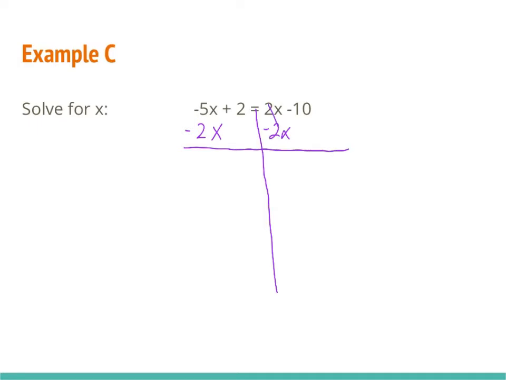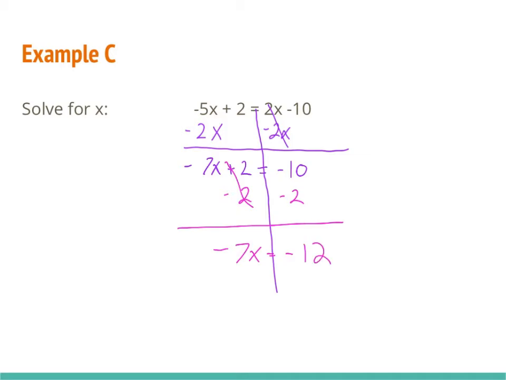2x minus 2x is going to cancel. Negative 5x minus 2x is going to give me negative 7x. Bring down my positive 2, and then bring down my negative 10. So now I'm just left with a two-step equation, so I'm going to get rid of my constant by subtracting 2 on both sides of my equation. They are going to cancel. Bring down my negative 7x. Negative 10 minus 2 is going to give me negative 12.